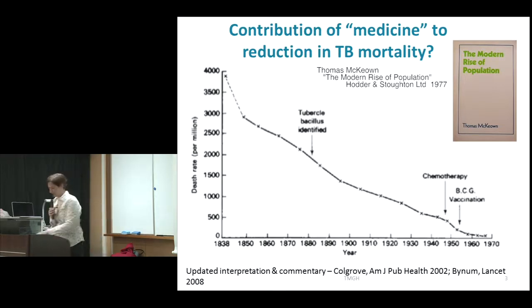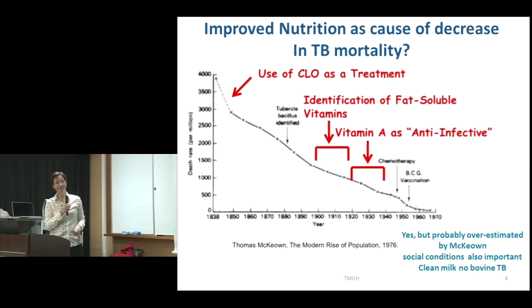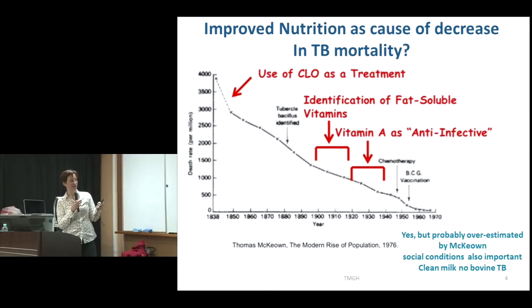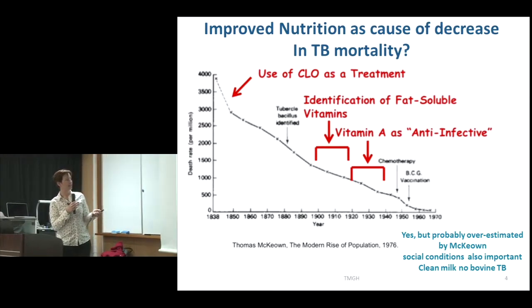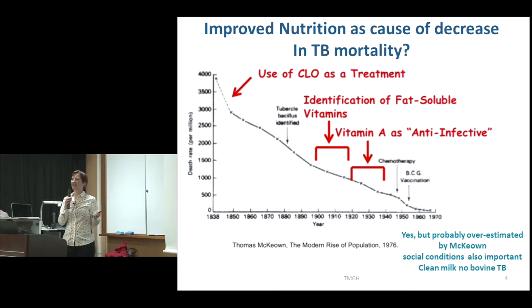So the social side of things has a big impact, and nutrition is a big determinant of that. This is just a little bit more detail on that previous figure, showing again that this is CLO, I mean cod liver oil. Does everyone know what cod liver oil is?